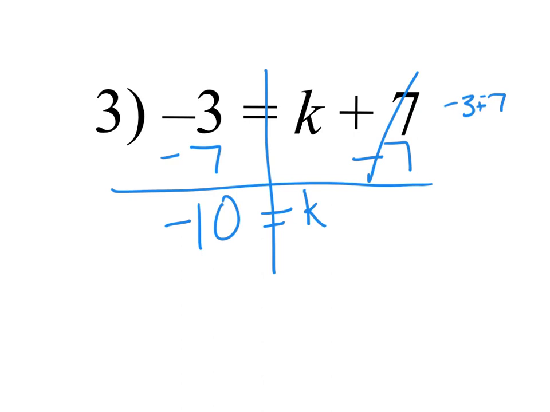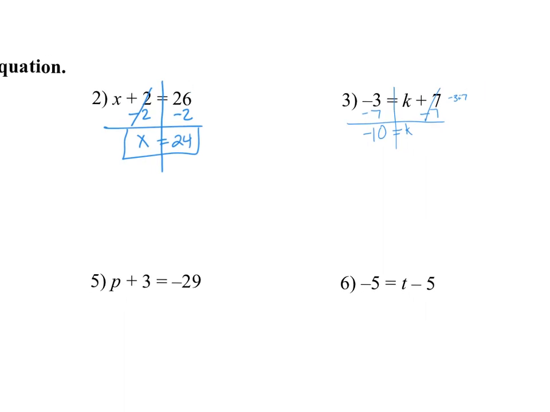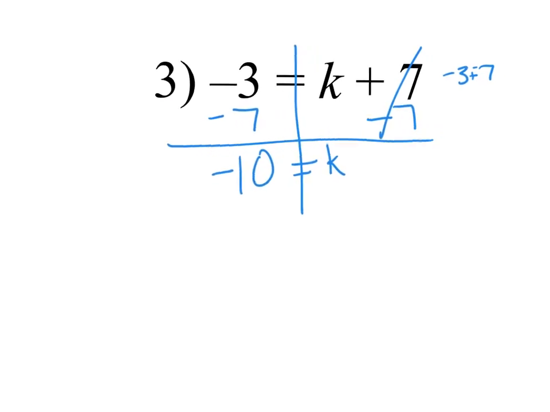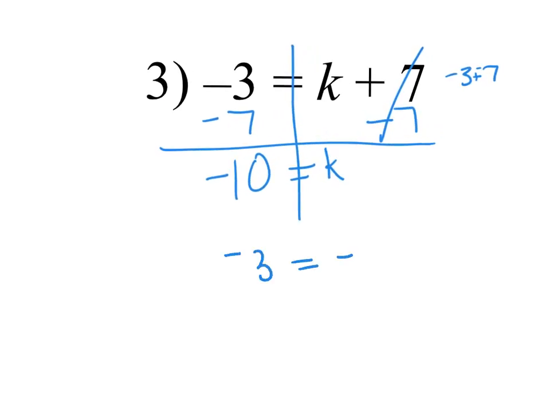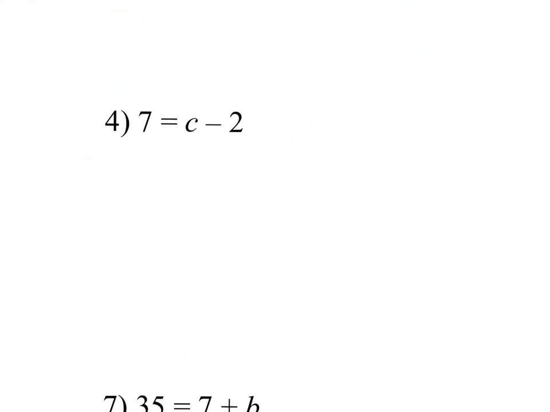Integer rules are going to be very important here, guys. Same sign, add and keep the sign. Different sign, subtract and keep the sign of the larger. Everybody feel okay about that one? Now, can I check this? Let's check number 3. Negative 3 equals negative 10 plus 7. What did I do? I just put my answer back in for k. Negative 10 plus 7, what does that equal? Does that check out? So it makes it true. If I'm unsure, I can plug it back in and see if it works. If your sign's not working, then you probably need to do something different.